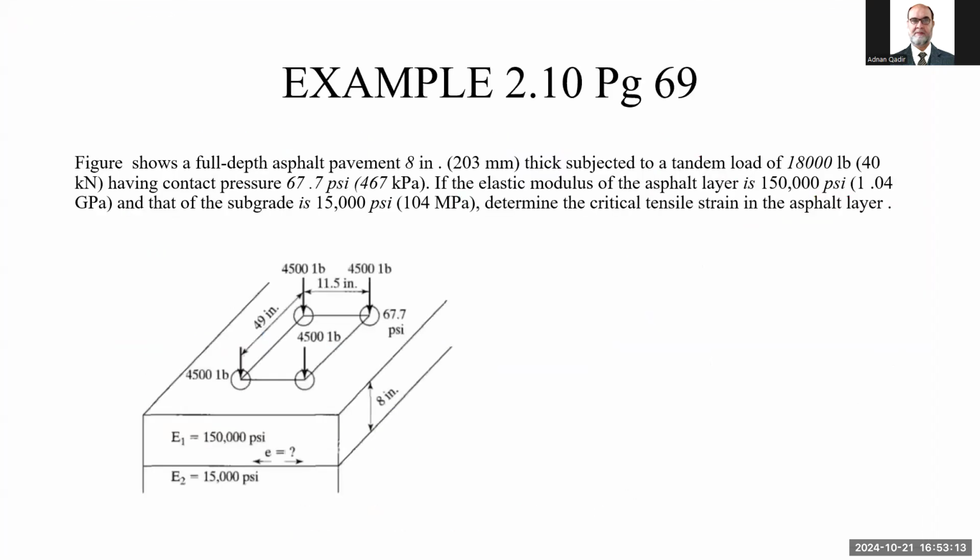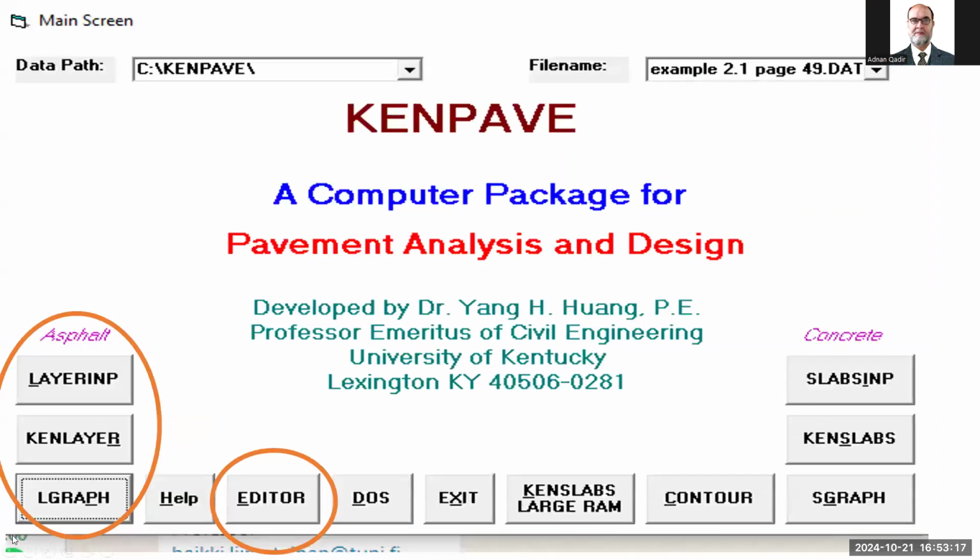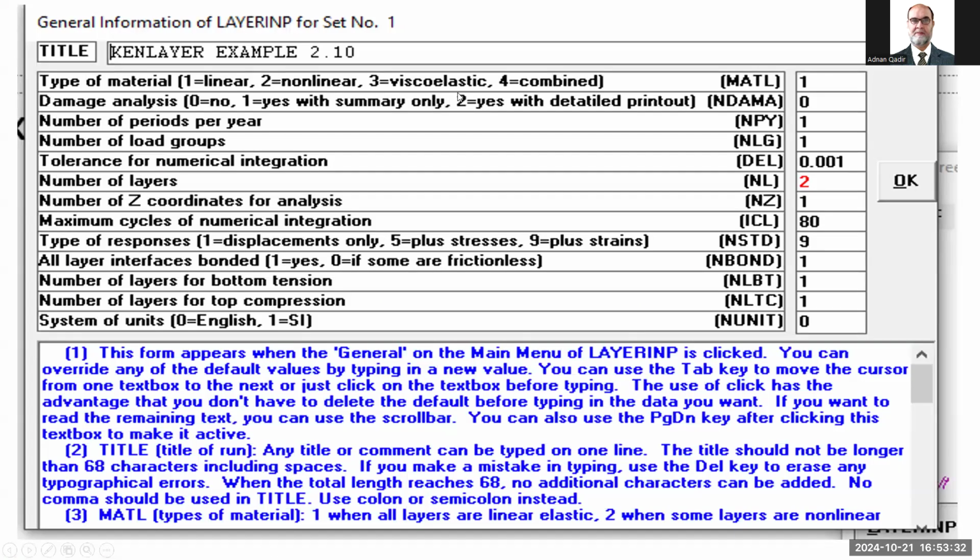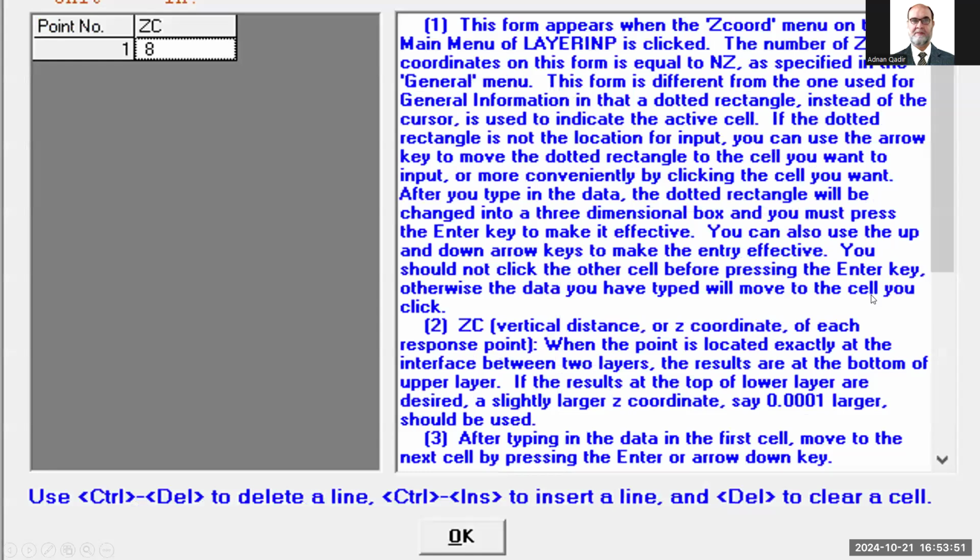So this is our example. We'll again use these four parameters: layer input, KenLayer, LGraph, and editor. Once you do that, we'll open this file, example 2.10. Nothing has changed from the previous problem. The number of layers is 2, and all the other things on the first page are the same. Then we go to the next page and input the Z coordinates. The depth is 8 inches, so we have put 8 inches here.